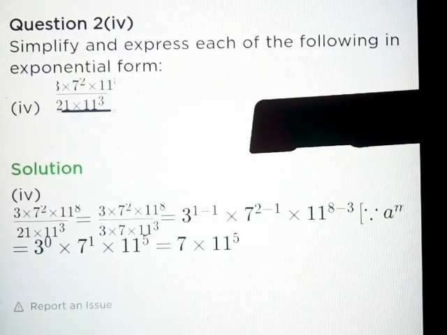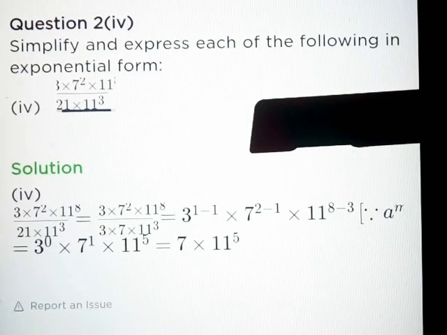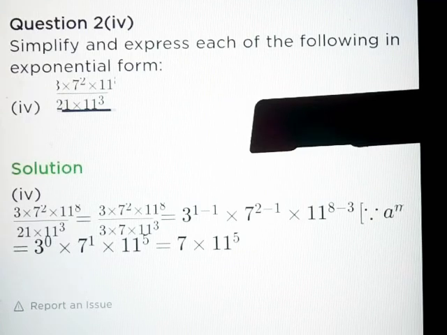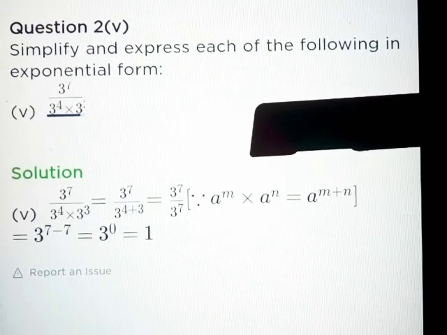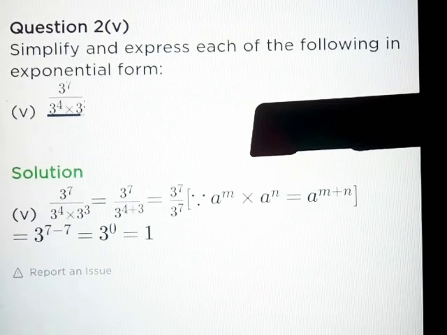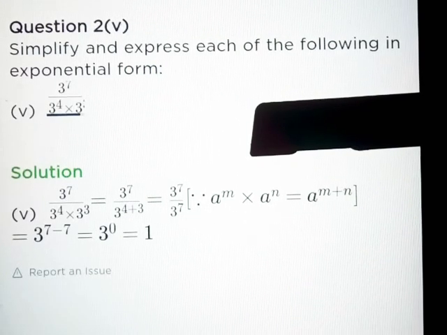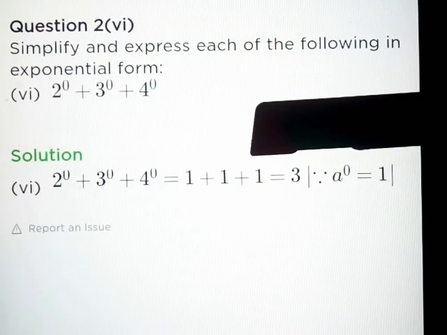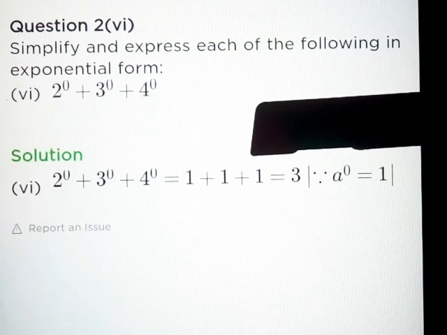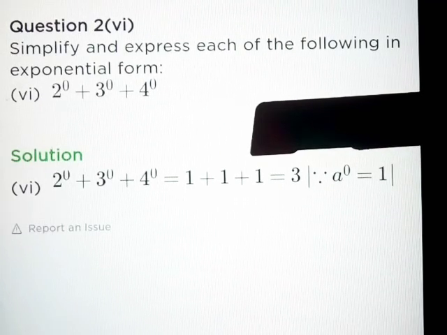Part D, 3 into 7 square into 11 raised to power 8 is equal to 7 into 11 raised to power 5. Part E, 3 raised to power 7 upon 3 raised to power 4 into 3 cube is equal to, answer, 1.